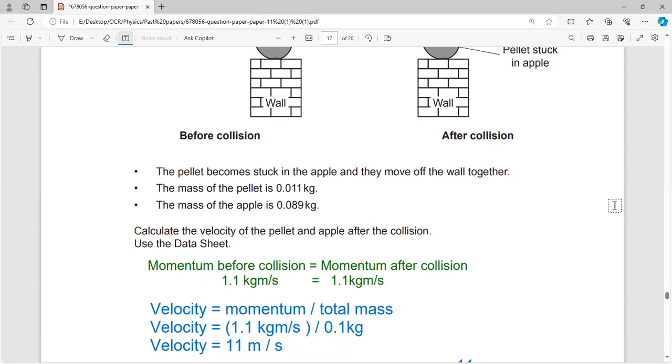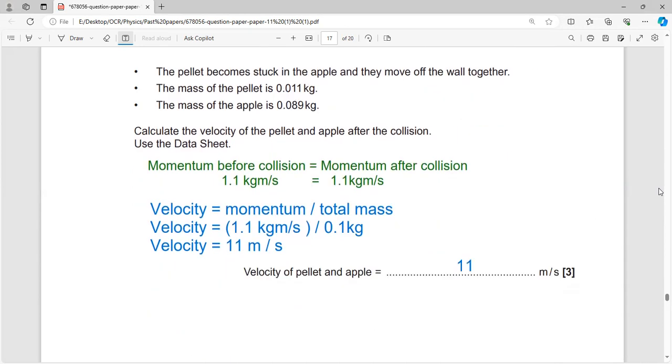You can see the momentum before the collision is 1.1 kg m/s, and after the collision it will be the same value. For the calculation of the velocity, we need to divide the momentum after the collision by the total mass. The momentum after the collision will be the same, 1.1 kg m/s, while the total mass, when you add the pellet plus the apple, comes to 0.1 kg.